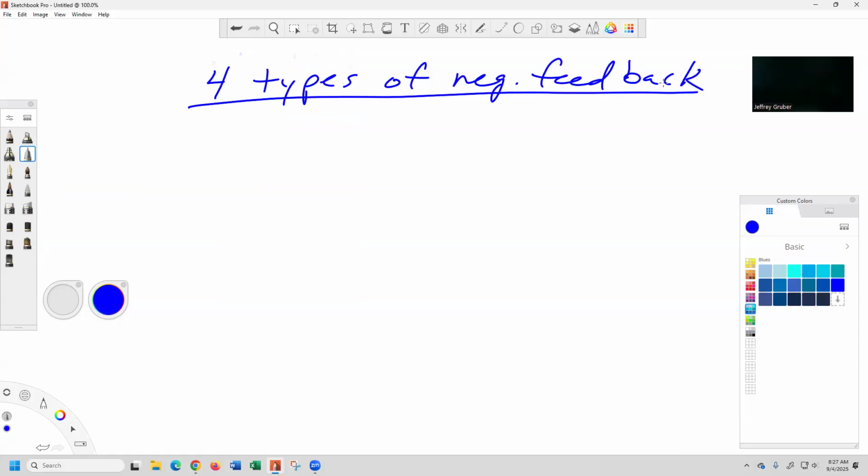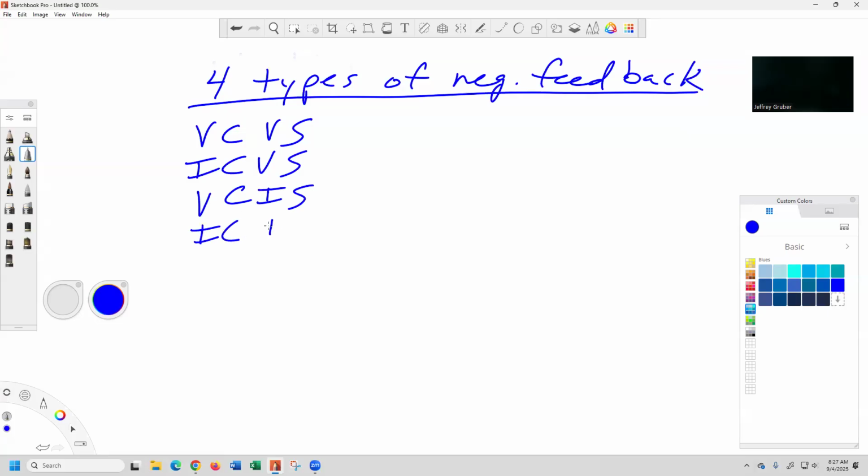This is taken right out of the textbook. There's a voltage controlled voltage source, a current controlled voltage source, a voltage controlled current source, a current controlled current source. This is the one that we studied. Can anyone think of an example of a current controlled voltage source?